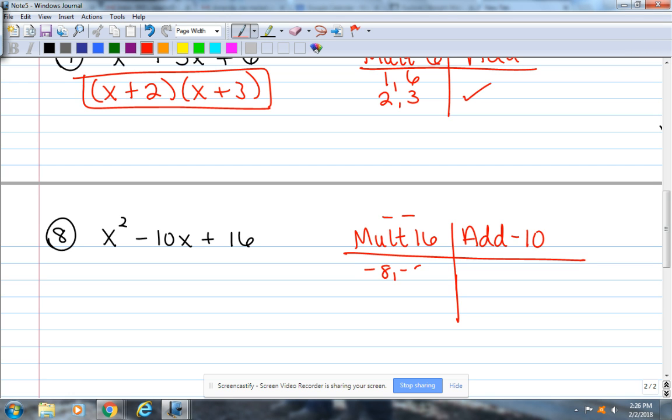So let's name some things that multiply to get 16: negative 8 and negative 2, negative 1 and negative 16, negative 4 and negative 4. The negative 8 and negative 2 is what you need, and these 2 are the ones that add to get negative 10. So my 2 factors are x minus 8 and x minus 2. If I multiply them, I get positive.